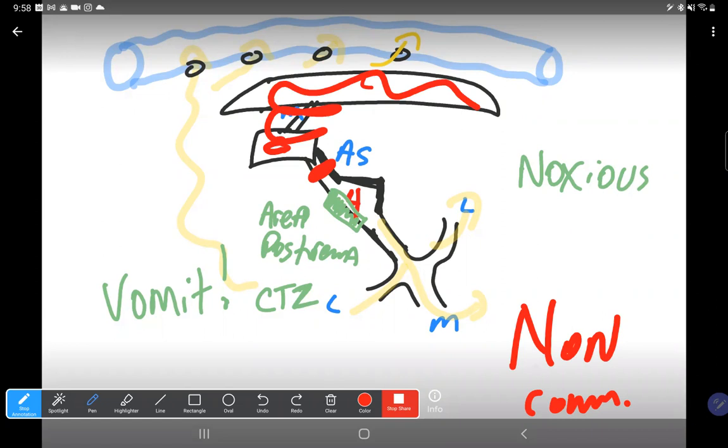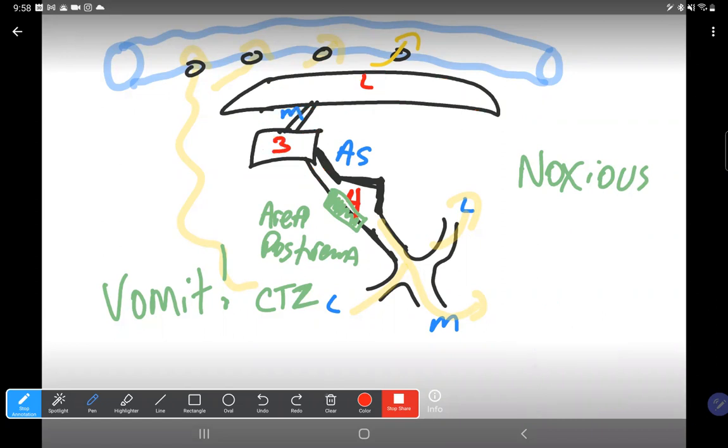All right, so let's keep talking now. On the floor of the fourth ventricle, we have this area called the area postrema. And within the area postrema, let's just say right here, we have our chemotactic trigger zone. Both of these areas are responsible for vomiting.